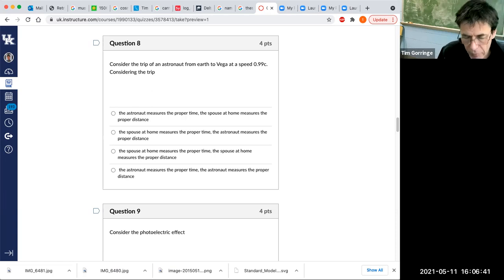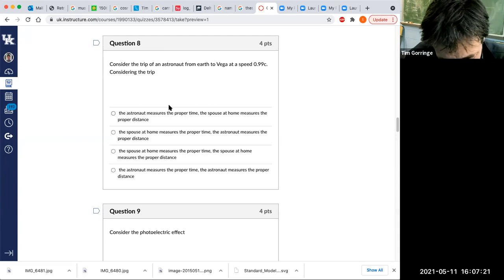Now, what about the time? Who measures the proper time? The astronaut measures the proper time. You measure the proper time between 2 ticks of a clock, or the length of the trip, if the ticks of the clock occur at the same location, if the clock is at rest in your reference frame, if the beginning and end of the trip are at rest at the same place in your reference frame. And it's the astronaut. For the astronaut, the departure from Earth and the arrival at Vega are at the same place in the astronaut's reference frame. So the astronaut measures the proper time.